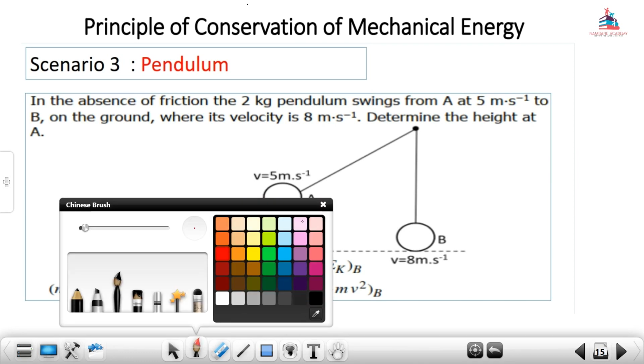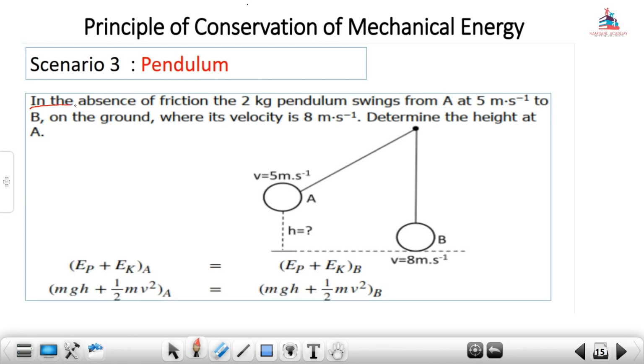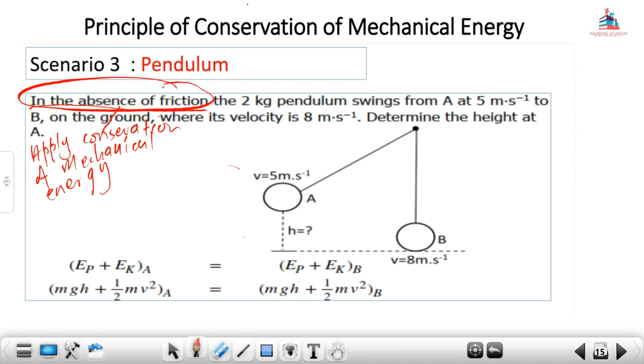Now we have a pendulum. It says in the absence of friction, very, very key. What did they say again? No friction. So if there's no friction, what will I be able to do? It says I must apply conservation of mechanical energy, 100%, because of this information here. So once there is no friction, I will repeat, I am in the right direction if I apply the mechanical energy.